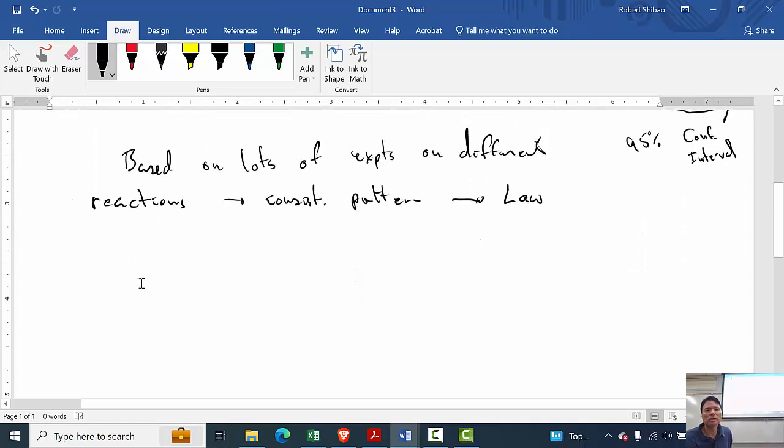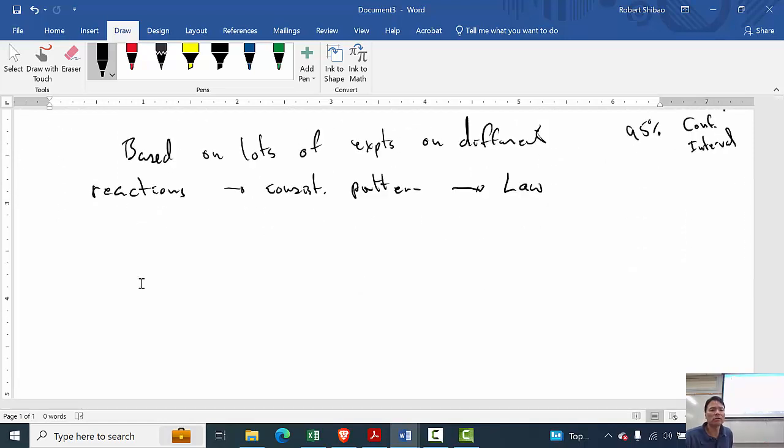You know, there are two ways that laws are determined. One way is, let's go back to the scientific method. One way is empirically. So we start off with observations and we look for patterns. And if we can define the pattern in a simple mathematical expression, we call it a law. And so this is empirical.